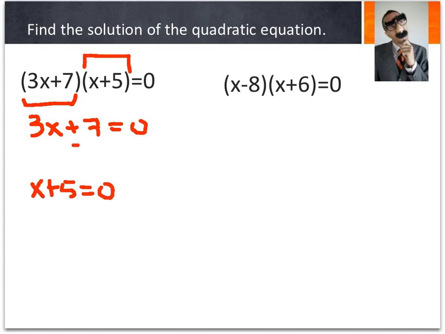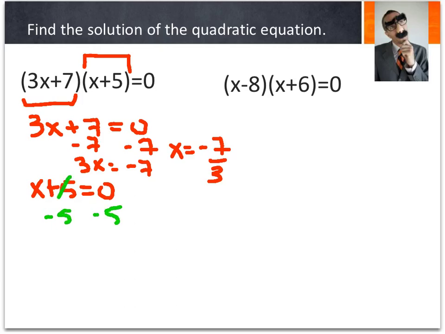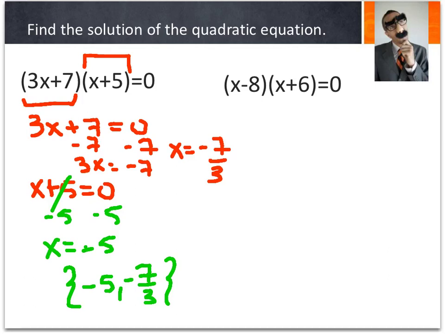Well, if the first one's 0, solving for x, I'm going to get that x equals negative 7/3. Second one, solving for x, I get x equals negative 5. Therefore, my two solutions would be negative 5, negative 7/3. Okay, and you would plug those in, and you would see that if you plug them in, you get 0 equals 0 at the end of your problem.